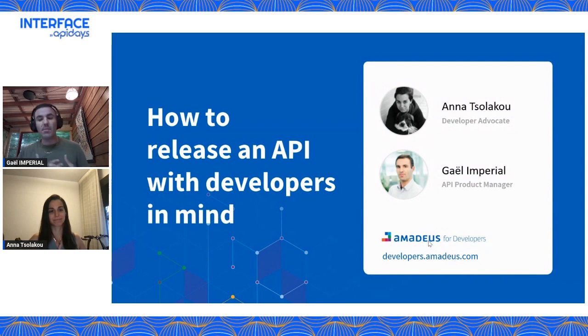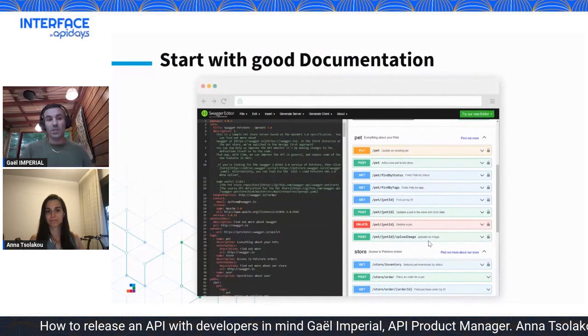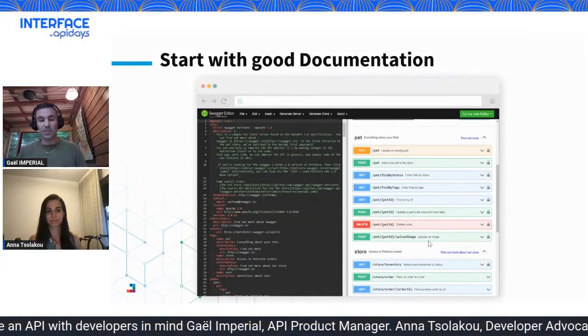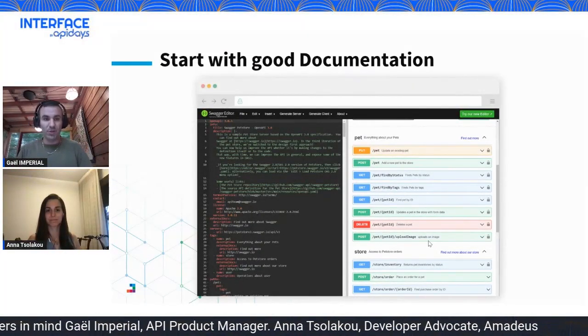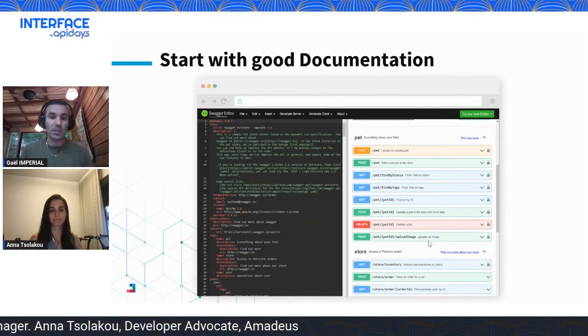So my name is Gaël Imperial. I'm an API product manager, and I have with me Anna Tsolakou, who is a developer advocate. Without further introduction, let's move to the basics of an API release. When you talk about APIs, the first thing that comes to mind is, of course, API documentation. The documentation is the very first thing that your user will see. And as we said, first impressions matter. So I have a few tips for you that will help you make a difference in that matter.